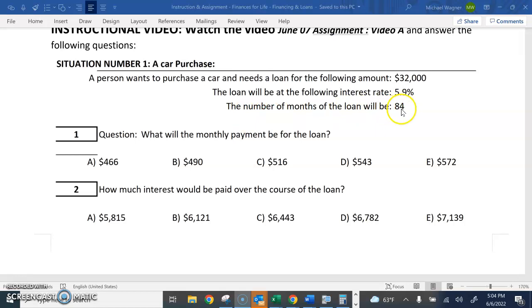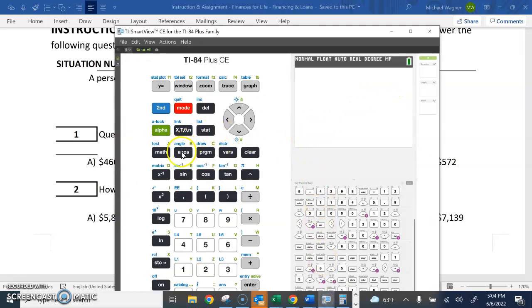But basically, in all these problems, I gave you the amount of time in months. So all you have to do is use that figure. So how do we figure out a monthly payment for a situation like this? You're going to go to your graphing calculator, and you're first going to hit apps, applications, and the first one you see is finance.